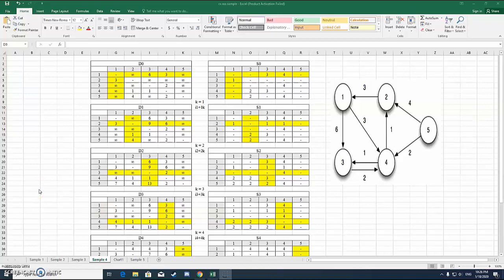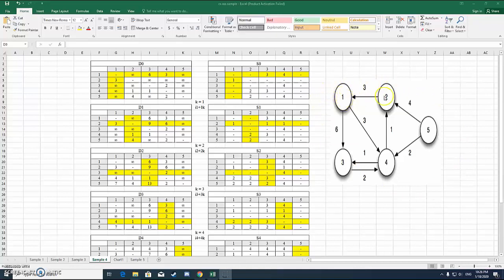Today I'm going to teach you guys how to solve the Floyd algorithm problem. First we need to create the D0 and S0 tables. D0 is used to see the distance and S0 is used to see the path. So let's see the diagram first.